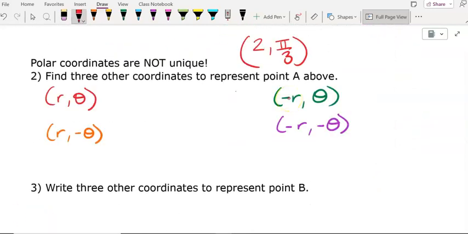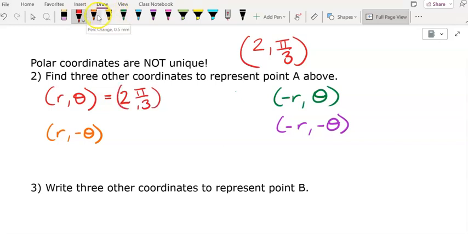So point A was 2 and pi over 3. All of the ways that I can list those coordinate points are going to be like this. r theta, r negative theta, negative r positive theta, negative r negative theta. So like I said, we're going to have 2 negative r's and 2 positive r's, 2 positive thetas and 2 negative thetas. So in this case right here, I've got 2 and pi over 3. That's my way to state it this way.